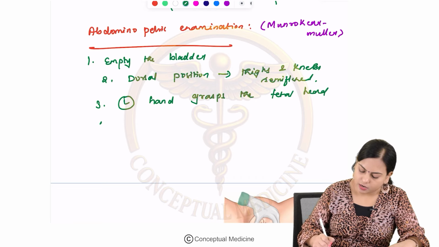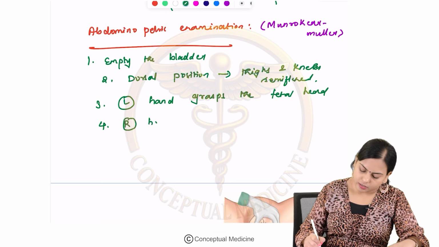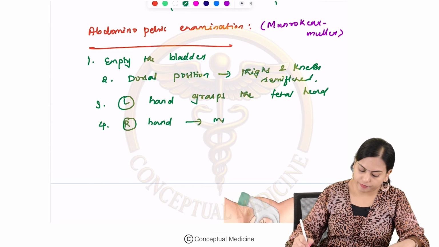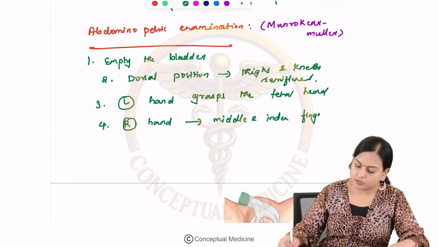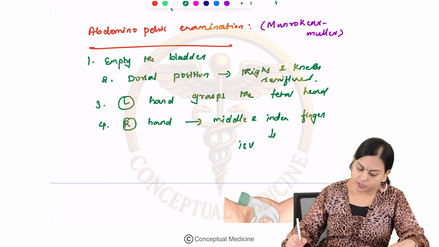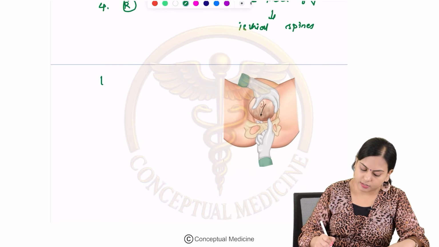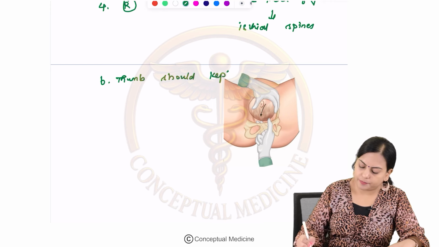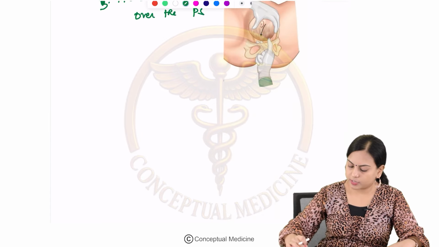What you are going to do is, your left hand, as usual, grasps the fetal head, and now since this is an abdominopelvic examination, your right hand should pass through the pelvis pervaginally, using the middle and index fingers, and they should go till the level of ischial spines. Clear? After this, the thumb should be kept over the pubic symphysis. So, all these 5 steps should be done, right? So, this is how we are going to examine.